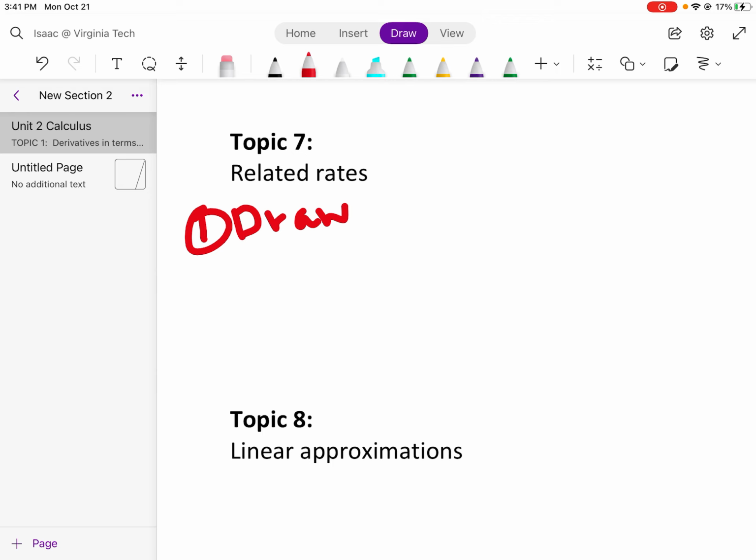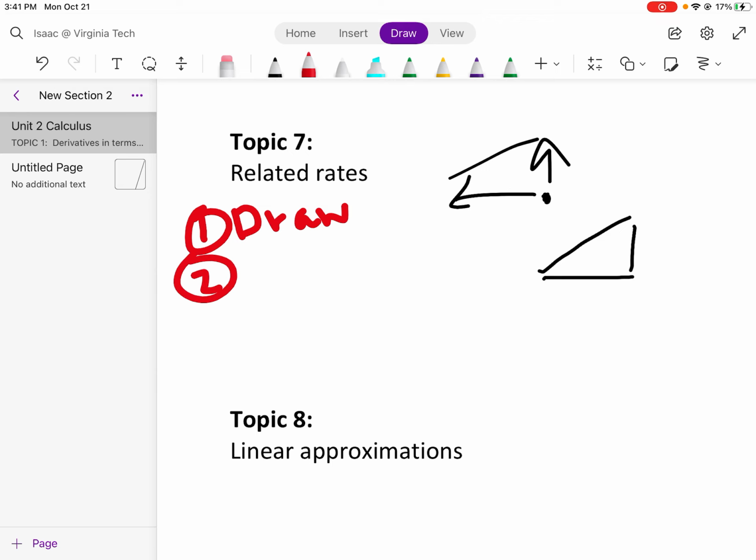So you're going to draw it. Let's just say, like I just said, two people start at that spot. One goes west at a certain speed. One goes north at a certain speed. How does the rate of the distance between them change? Well, that's kind of a triangle, right? We have west, we have north. The distance between them, there you go, is going to be the hypotenuse right there. So we draw it. Then we're going to say what we know.